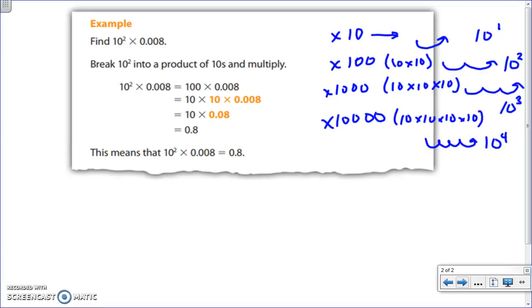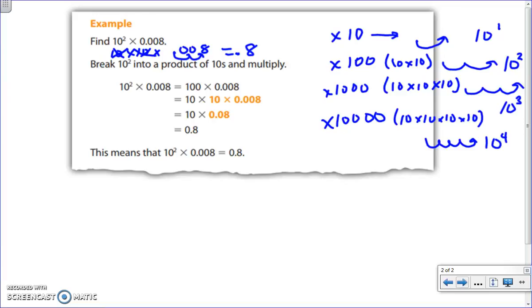So in this case, when we multiply by 10 to the second power, we're really multiplying 10 by 10 times 8 thousandths. When we multiply 10 times a number, that moves it once. 10 by a number again, that moves it twice. So really our solution should be 8 tenths. Let's move 2 spots.